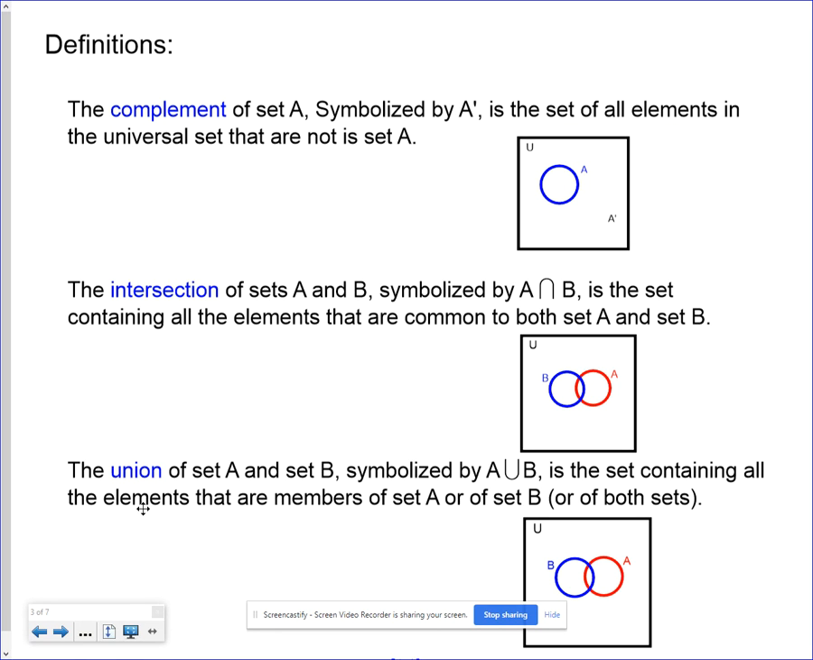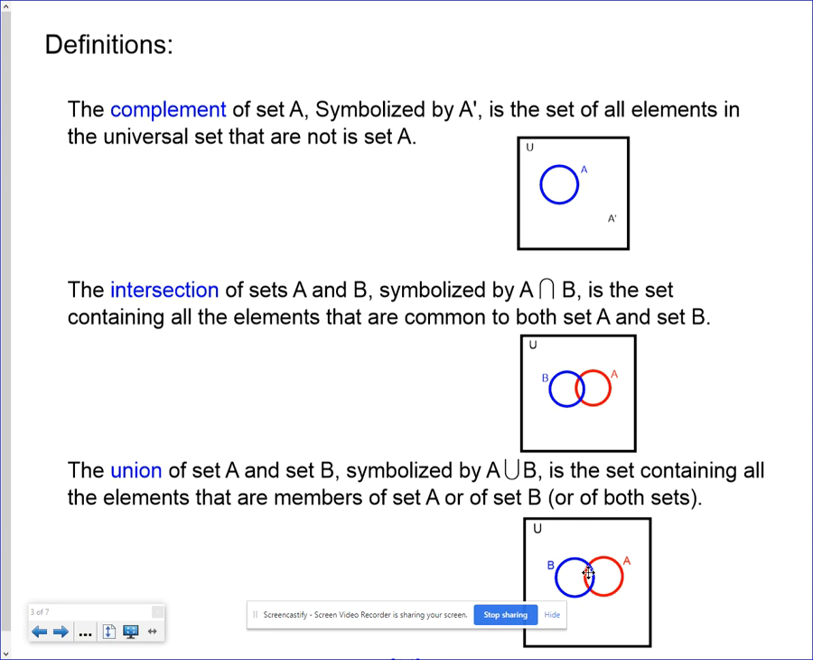And then the last definition we have is union. And this is the one students usually struggle with. The union of set A and set B, symbolized by A union B, it's a set containing all the elements that are members of set A or of set B. So the union is all the elements that are in either A or B. So you list everything out in A and then you list everything out in B. Everything in that set has to be in either A or B.